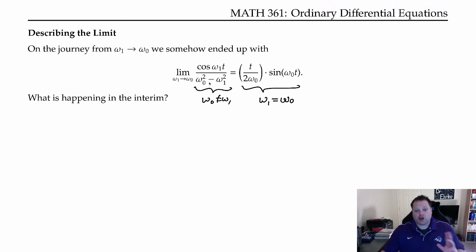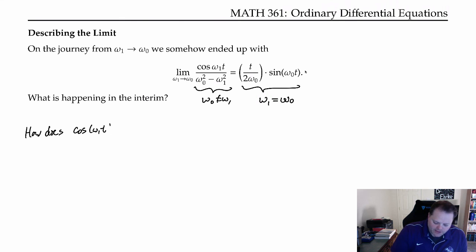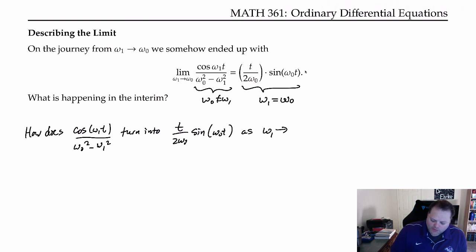So we just showed both cases. We just showed this case here where they're not equal, but yet somehow in the limit, when you do get omega naught equal to omega 1, this turns into this. So the question is, how does that happen, right? So the question is, how does cosine omega 1 t over omega naught squared minus omega 1 squared turn into t over 2 omega naught sine omega naught t as omega 1 approaches omega naught?